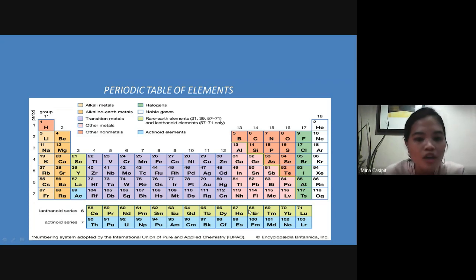Class, make sure na kung alam nyo yung mga pangalan ng elements, alam nyo din yung kanilang symbol. Okay?